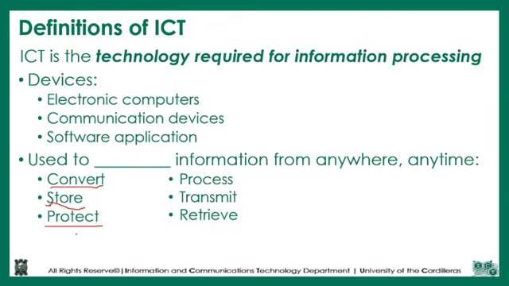So those are some ways that we can protect our information. We can also process the information. So we can process information. In other words, we can try to transform it, place it, let's say, from a pen and paper to a digital database.